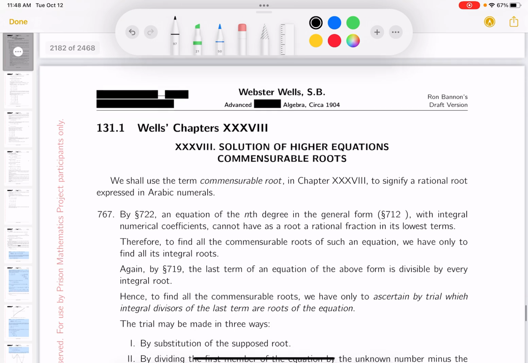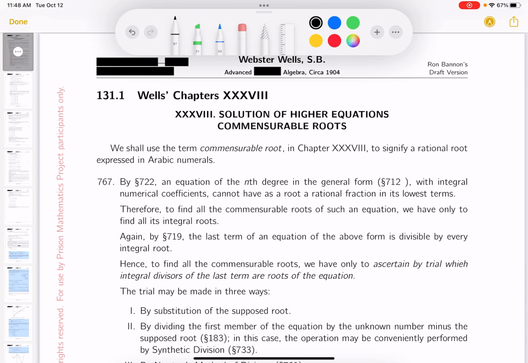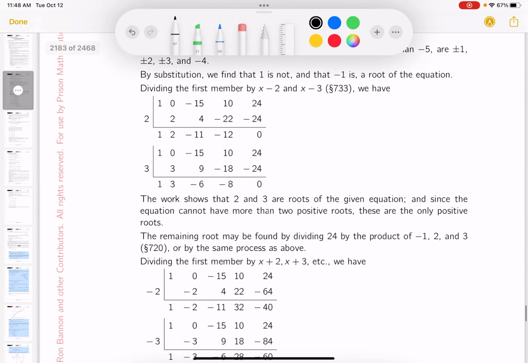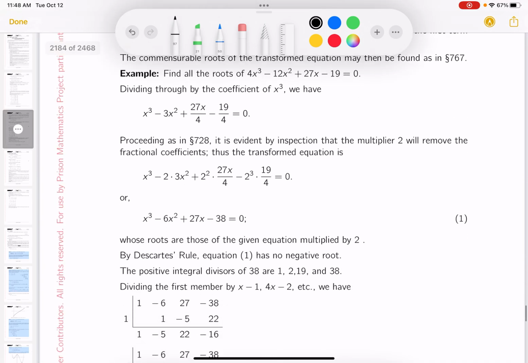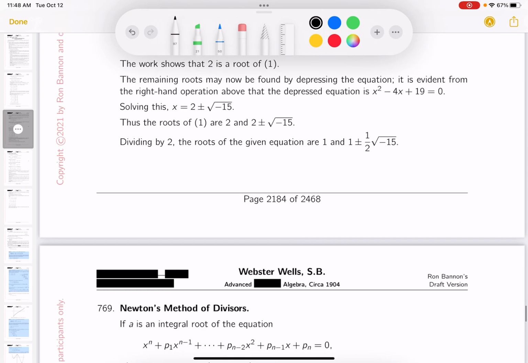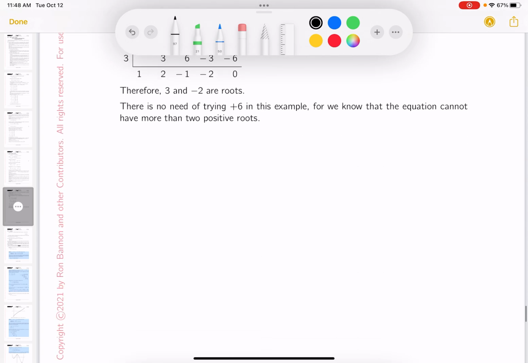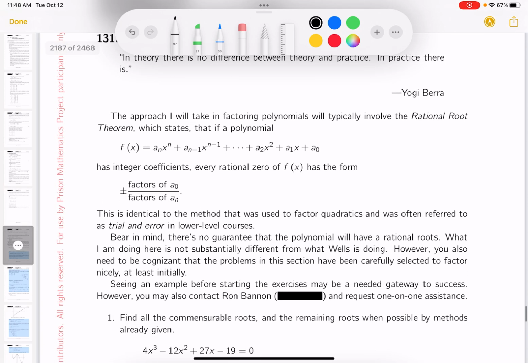We're certainly getting closer and closer to the end of the course. Now, these are going to be solutions of higher equations, commensurable roots. All right, I'm going to say this really boils down to what's called the rational root theorem. Rational numbers here are going to be a ratio of integers, and these are going to be polynomials with integer coefficients. It's a lot to read though, I know that, and I'll start talking through this.